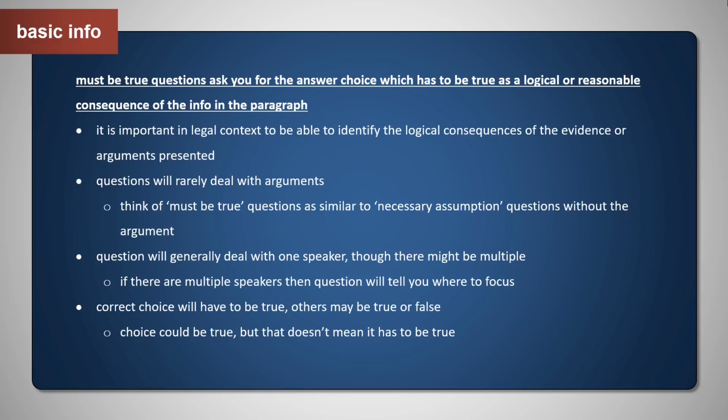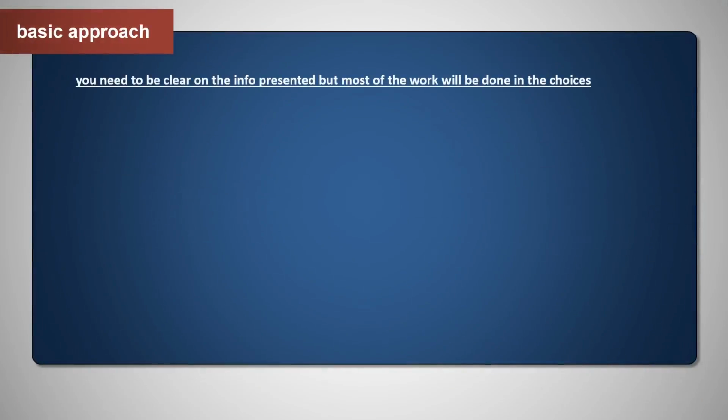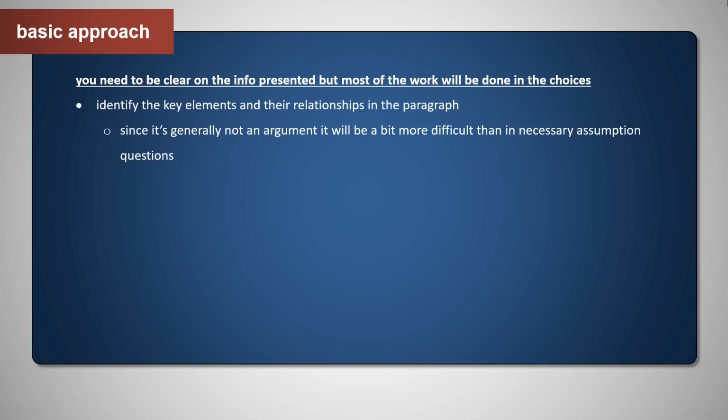Okay, so now in terms of the basic approach, you need to be clear on the information presented, but most of the work is actually going to be done in the choices. So you want to identify the key elements and their relationships in the paragraph. Since it's generally not an argument, it's going to be a bit more difficult than the necessary assumption questions, because if you have an argument, it's just easier to identify the architecture because you focus on the conclusion and the premises. If you don't have that, it's a little bit more difficult to abstract the general structure, but you just want to try and identify what the key elements are and have an understanding of what the paragraph is talking about.